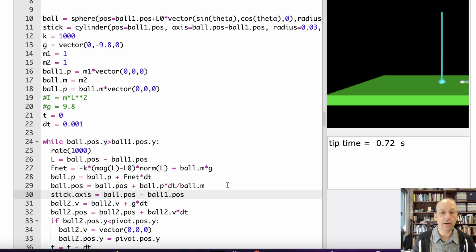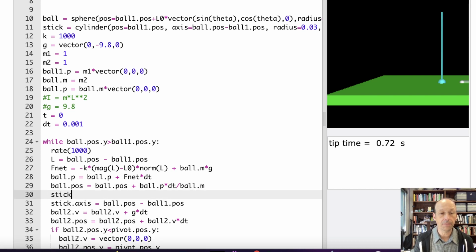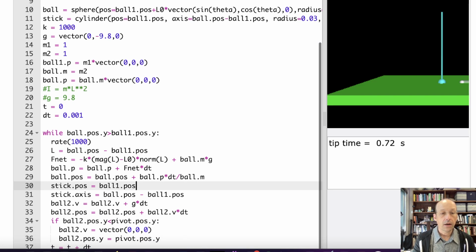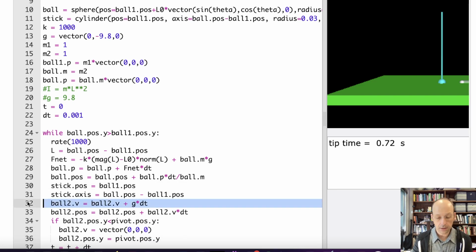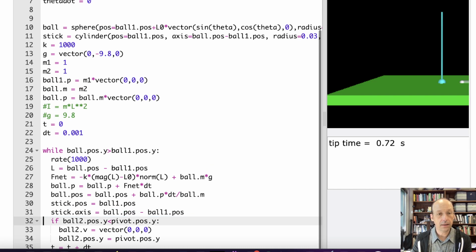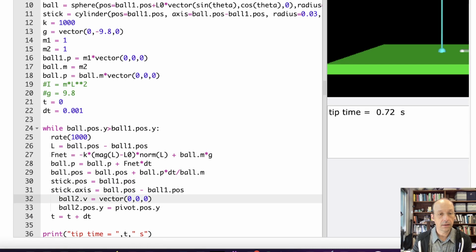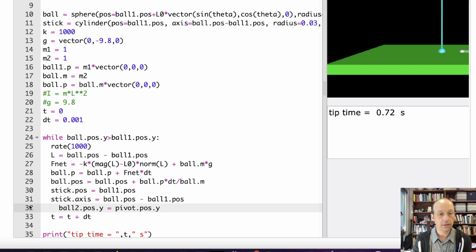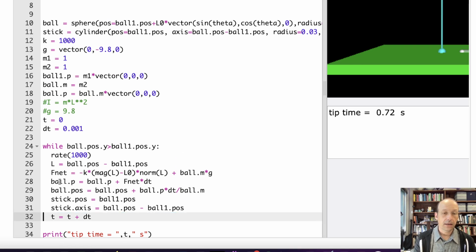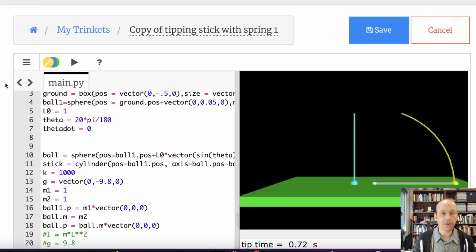Ball1.pos. I need to move the location of the stick. So I'm going to say stick.pos equals ball1.pos. I need to attach it to that. It's going to move. Ball2, I don't need that. I don't need that. I don't need that. Okay, so this should be the same. The only thing I did was change the name of pivot to ball1, and I got rid of ball2. And I did copy this, right?